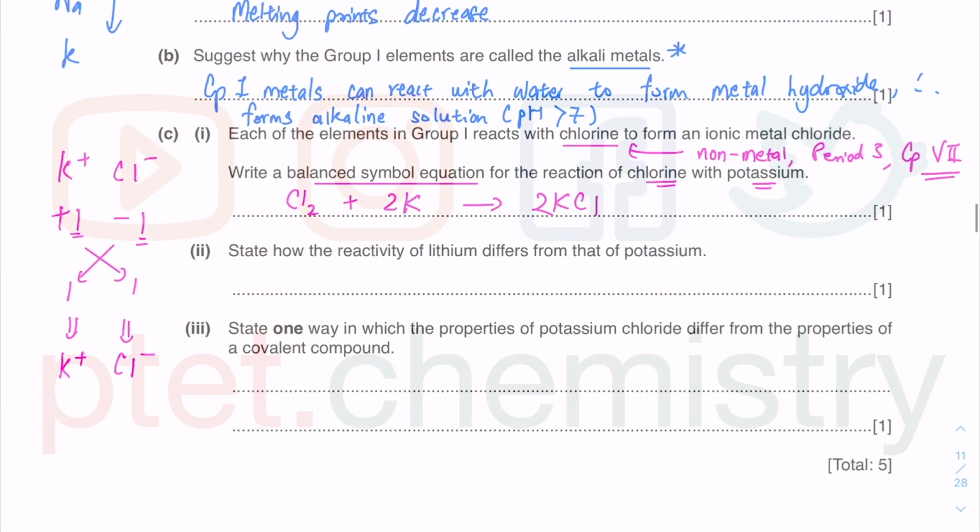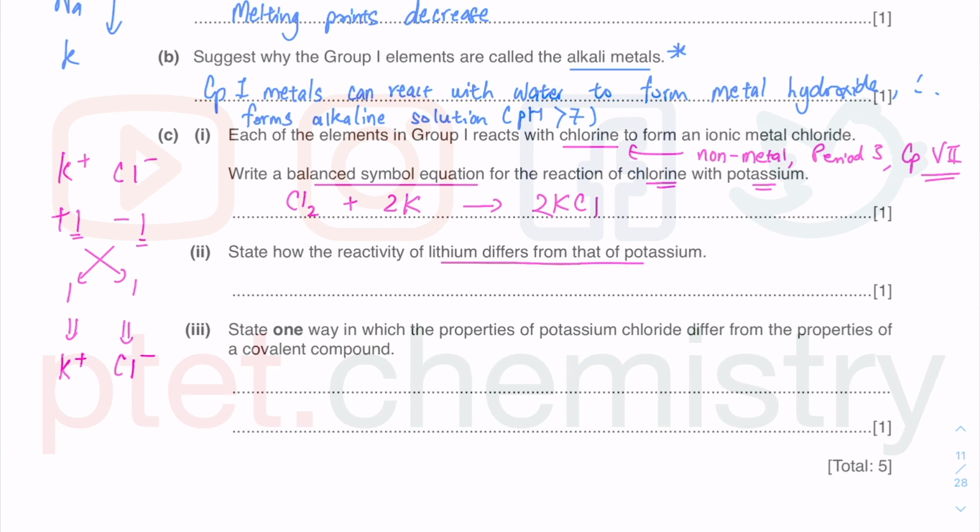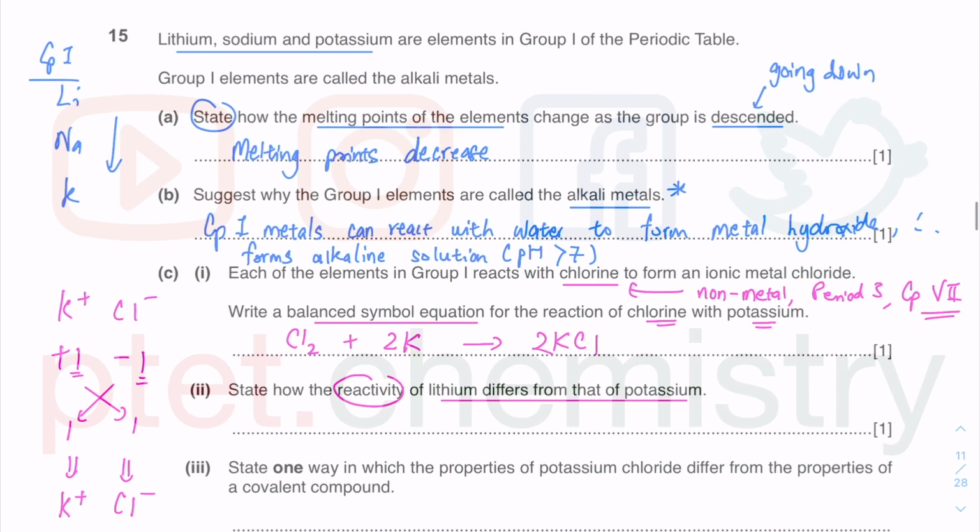Next one, this is a repeat question from a previous similar question. How does the reactivity of lithium differ from potassium? Lithium is 2,1, whereas sodium is 2,8,1. This is 2,8,8,1. As you can see, the valence electron, the 1 electron, is further away from the center, which is the nucleus. Therefore, it's easier to be lost. Going down the group, your valence electron is easier to lose.